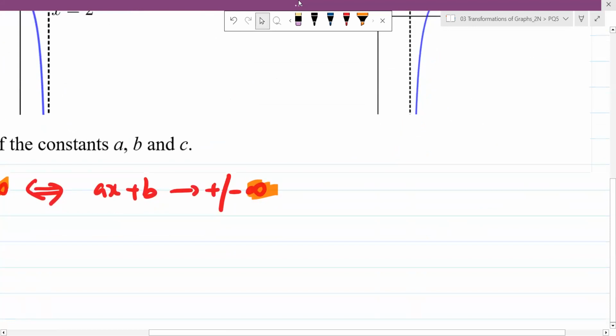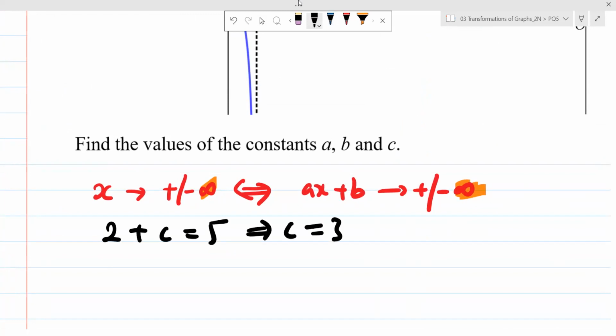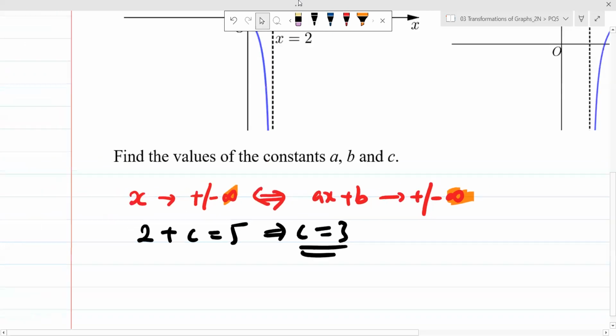So immediately, which is why I say this question is very harmless. 2 plus C is 5, so C is 3 lor. One answer come out already. So in fact, for this one, you can also do it with just curve sketching principles. You don't need transformations. Okay, yeah. Next.